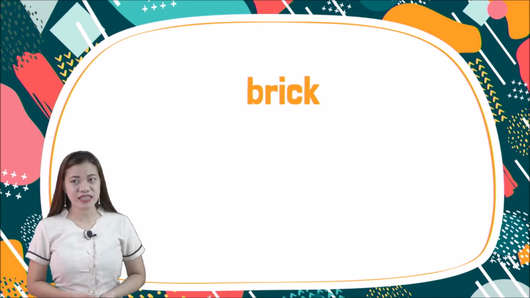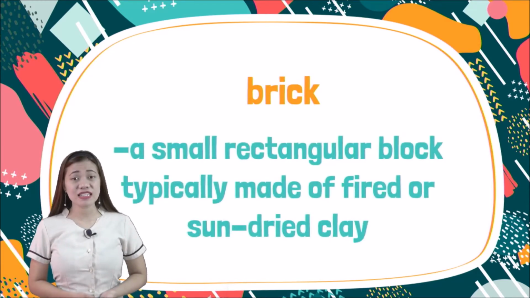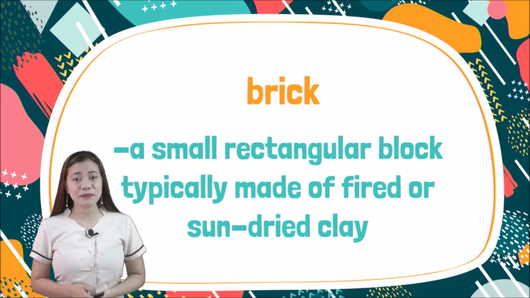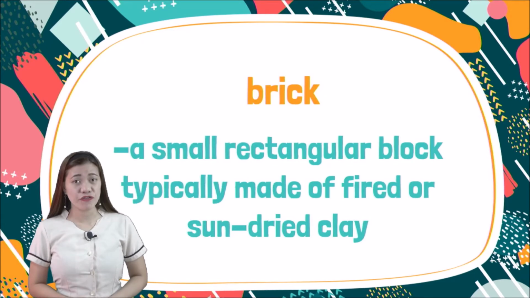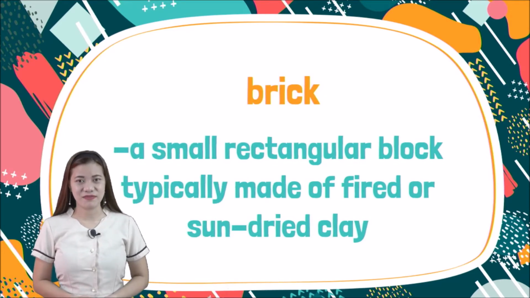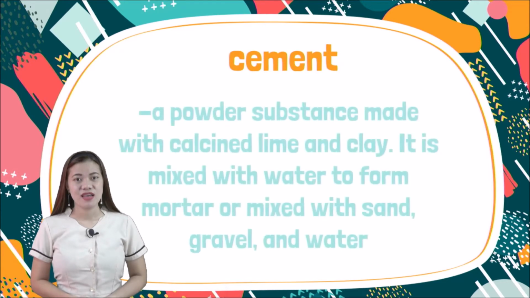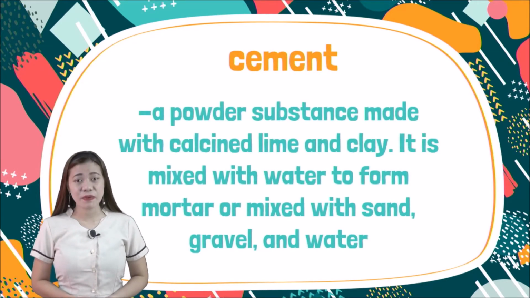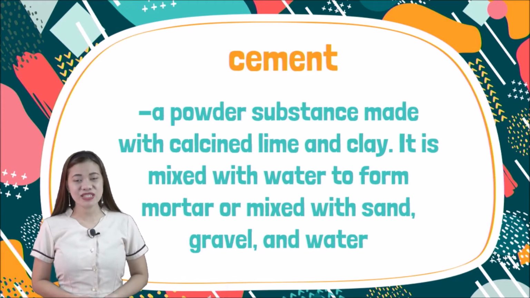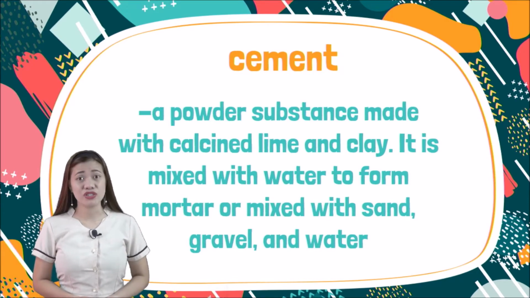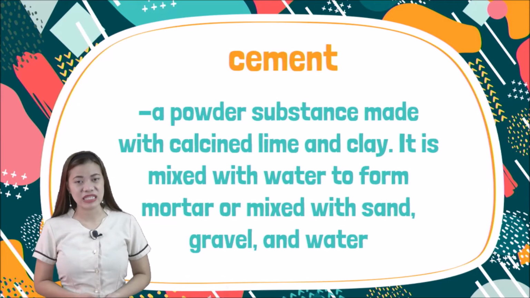And next, we have brick. When we say brick, grade 3, it is a small rectangular block typically made of fired or sun-dried clay. Next, we have cement. When we say cement, grade 3, it is a powder substance made with calcine, lime, and clay. It is mixed with water to form mortar or mixed with sand, gravel, and water. Usually, kids, we use this substance to build a house or buildings, okay?